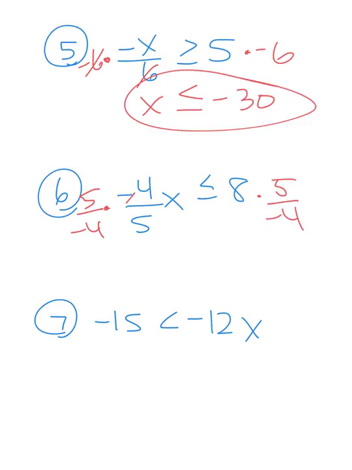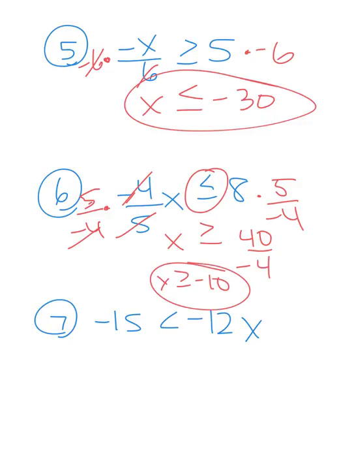So on the left-hand side, my negative 4's will simplify, my 5 will simplify, so I'm left with x. But I have to remember to change the direction of the sign because I did multiply by a negative number. On the right-hand side, I'm left with 40 divided by negative 4. So I have x is greater than or equal to negative 10.